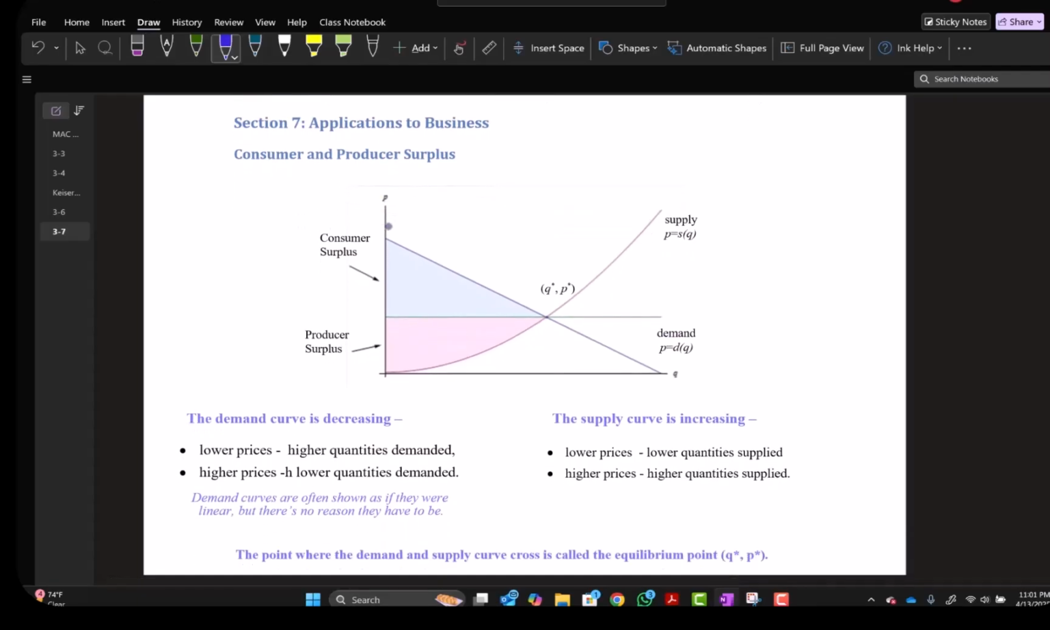We have our demand curve, which is this line right here. And we have our supply line right there. And where they meet is called our equilibrium point. The demand curve is decreasing, that's the yellow. Lower prices mean higher quantities are demanded. This is price and this is quantity.